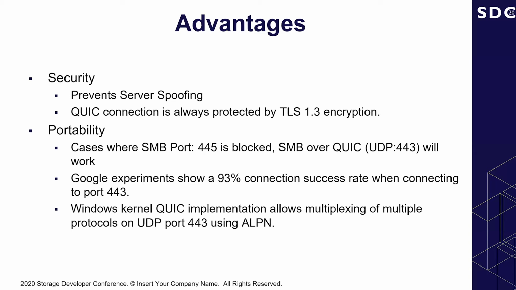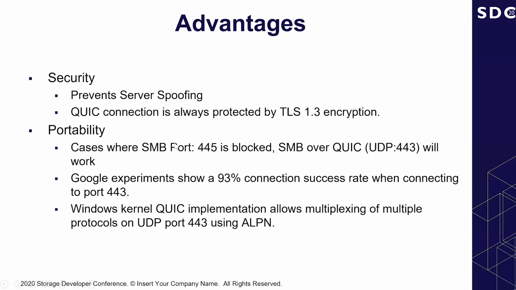Another benefit that QUIC provides SMB is that a QUIC connection is always protected by TLS 1.3 encryption. Right from the word go, the channel is completely encrypted. All the traffic is encrypted, and this doesn't even happen with SMB encryption.